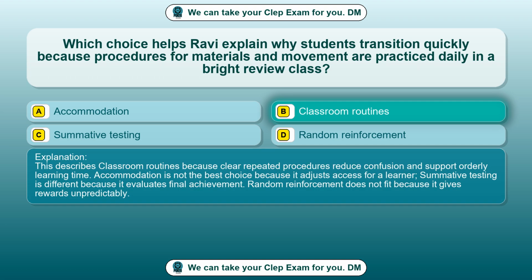This describes classroom routines because clear repeated procedures reduce confusion and support orderly learning time. Accommodation is not the best choice because it adjusts access for a learner. Summative testing is different because it evaluates final achievement. Random reinforcement does not fit because it gives rewards unpredictably.